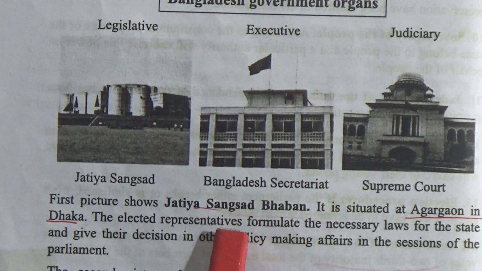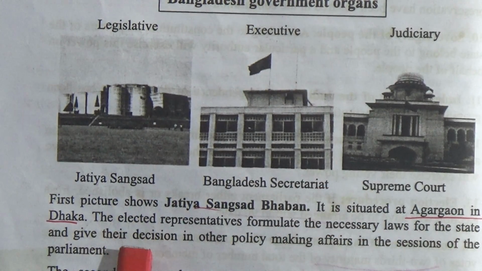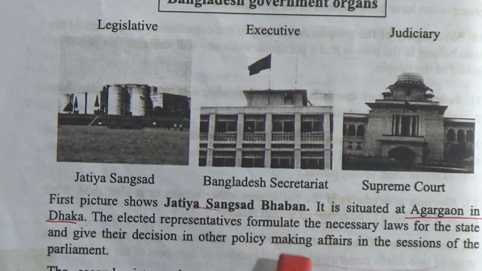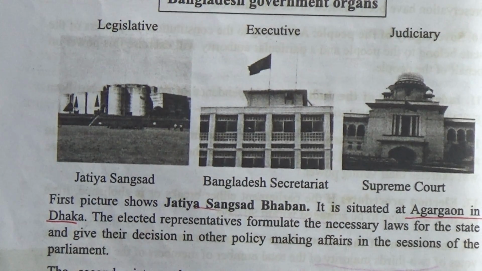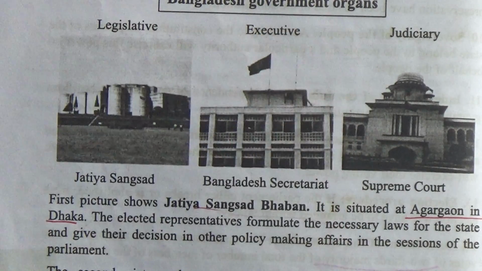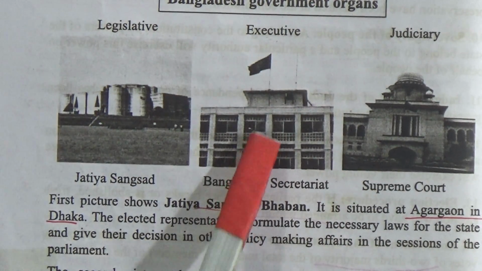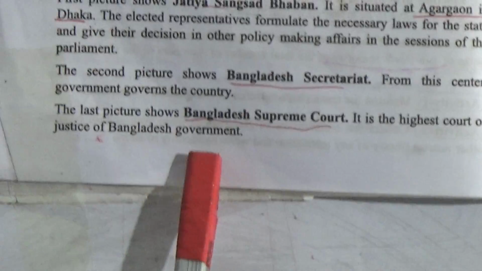The elected representatives formulate the necessary laws for the state and give their decision in other policy-making affairs in the sessions of the parliament. The second picture shows Bangladesh Secretariat. From this center, government governs the country. So this is the main point where government governs the country. The last picture shows Bangladesh Supreme Court. It is the highest court of justice of Bangladesh government.